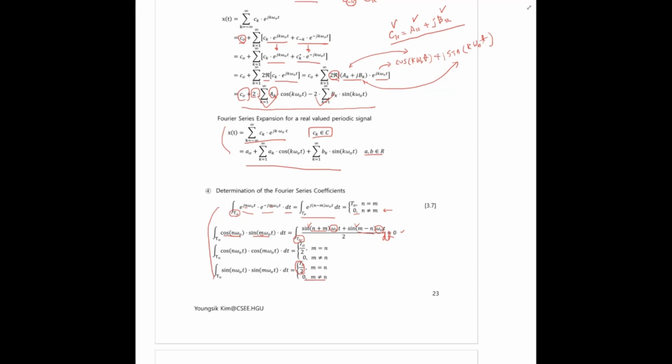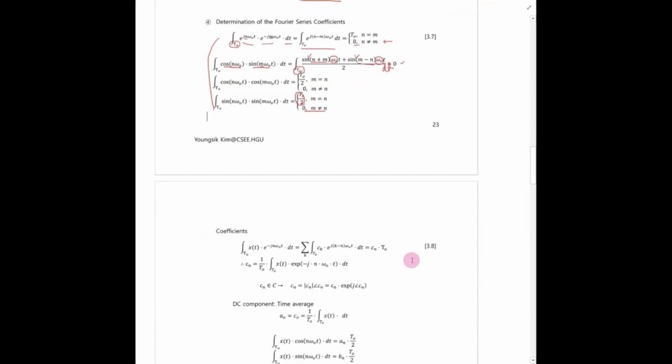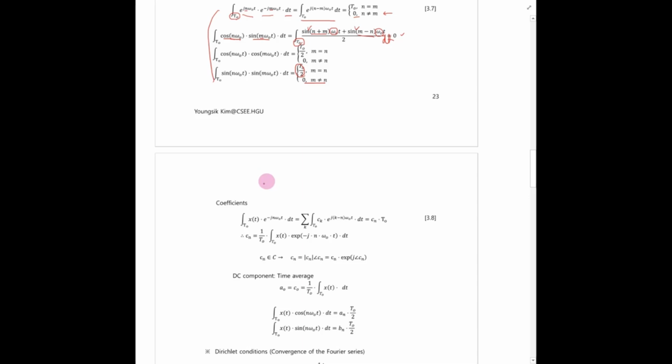By use of those properties, we can derive how to find the coefficients. Let's try this one. We know that x(t) can be expressed as a linear combination of harmonic components, where the harmonic component is e^(jkω0t). If x(t) is periodic, it satisfies these conditions. So we would like to figure out this coefficient.